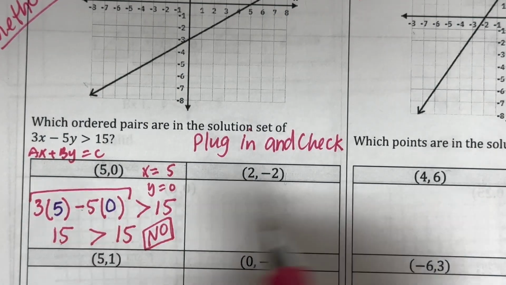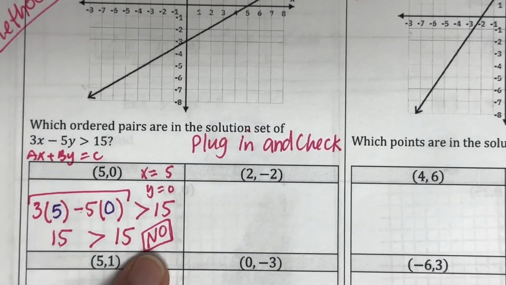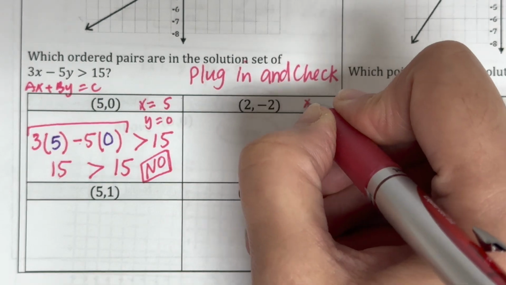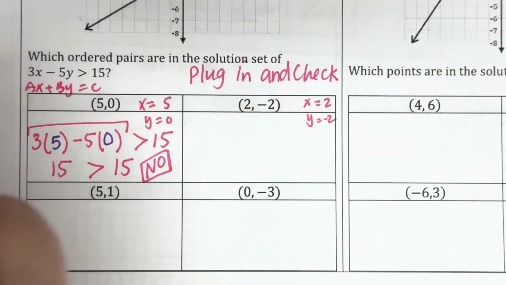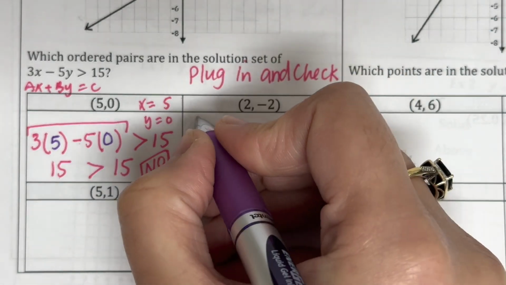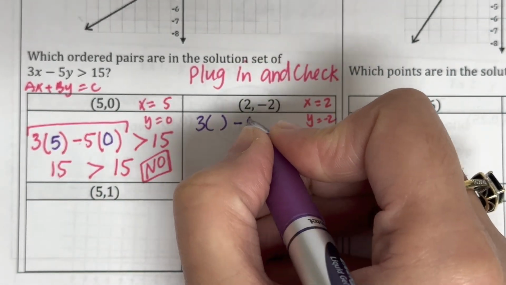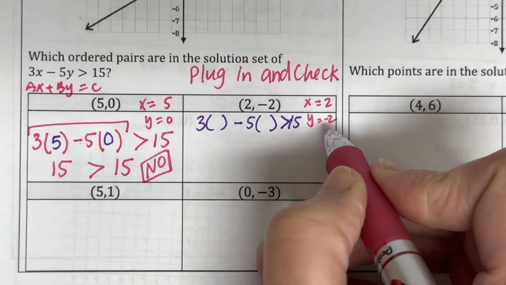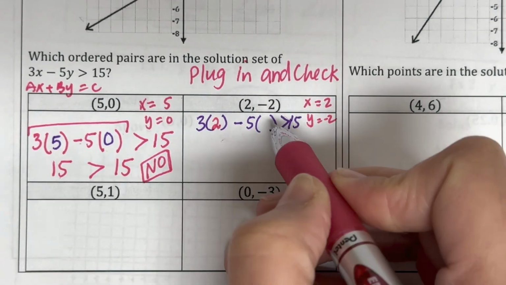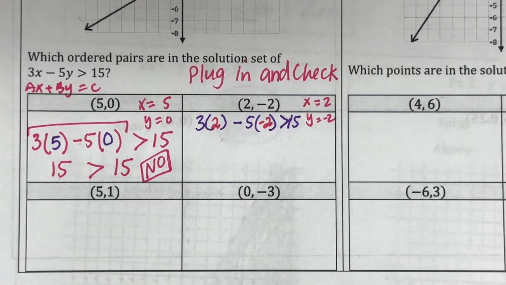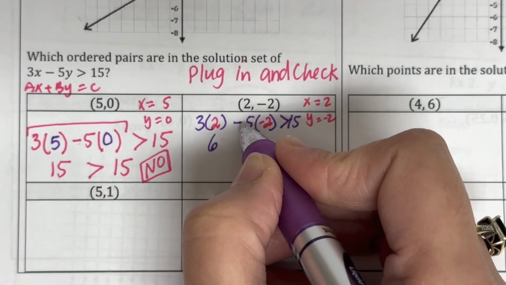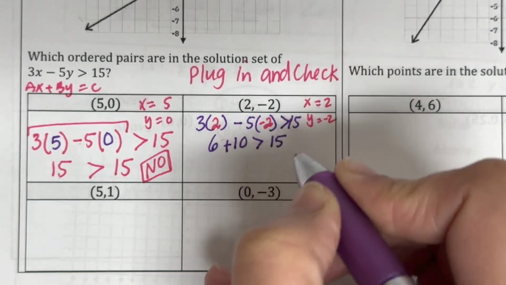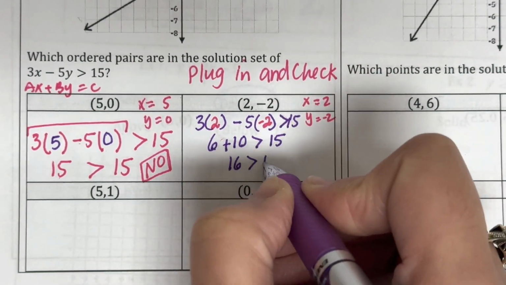Pretty clear. This is not your solution because the answer was no. You're going to do the same for the others. I have the value x equals 2 and y equals negative 2. So I'm going to use my plug-in method, type in the numbers, put parentheses, always put parentheses so you can check and don't mess up on the minus. x is 2 and y is minus 2. 3 times 2 is 6. Minus 5 multiplied by minus 2 is positive 10. 6 plus 10 is 16.